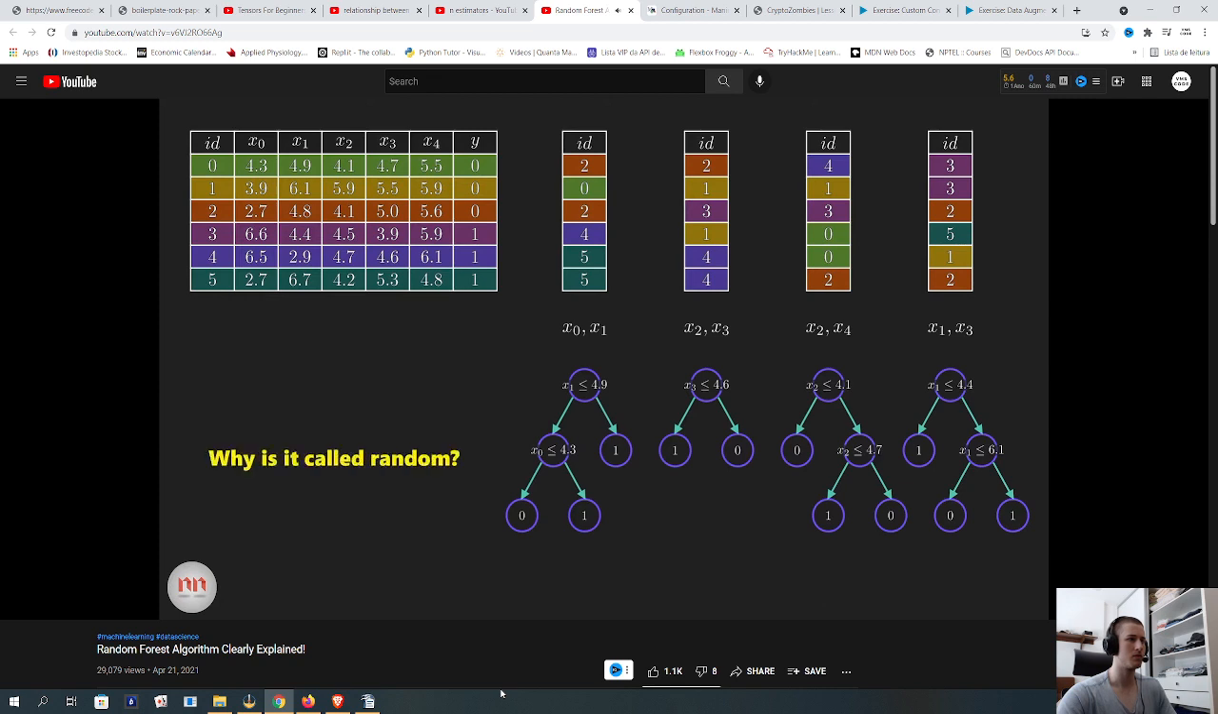First, why is it called random? Because we have used 2 random processes, bootstrapping and random feature selection. But what is the motivation behind bootstrapping and feature selection? Well, bootstrapping ensures that we are not using the same data for every tree. So in a way, it helps our model to be less sensitive to the original training data.